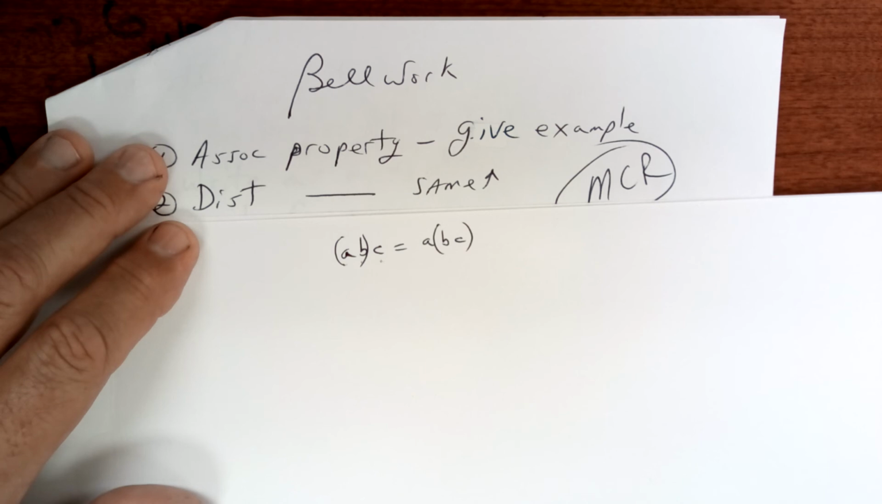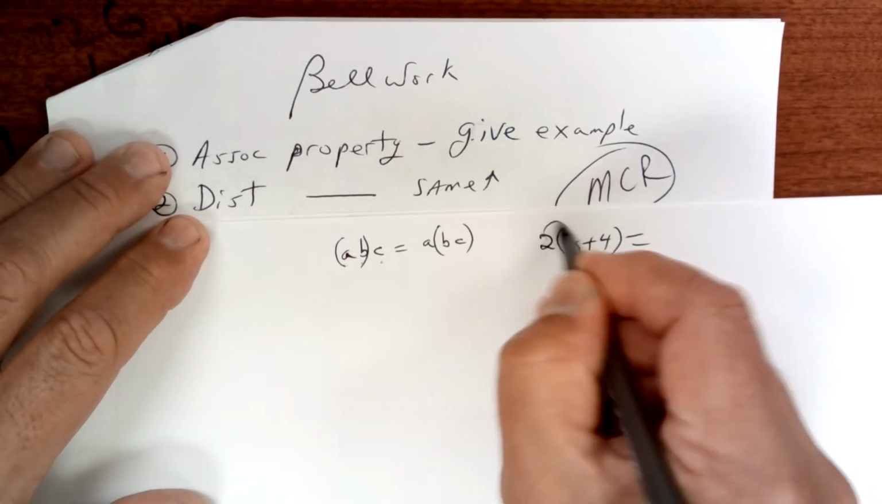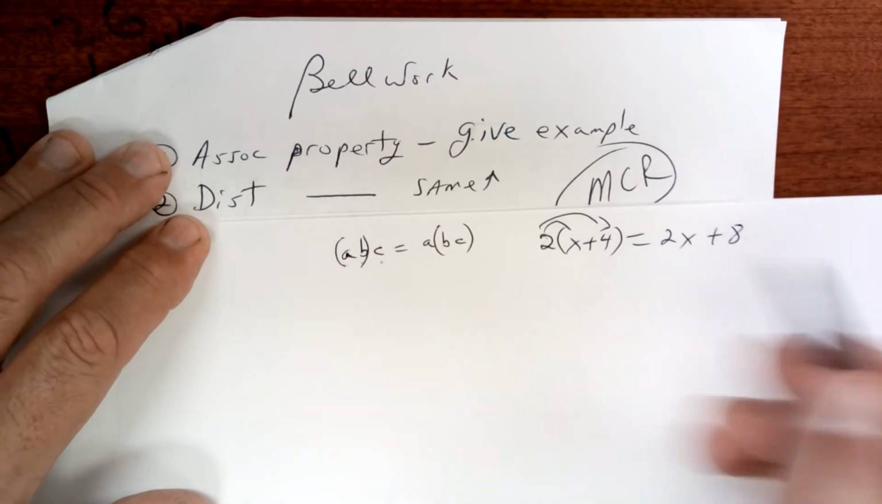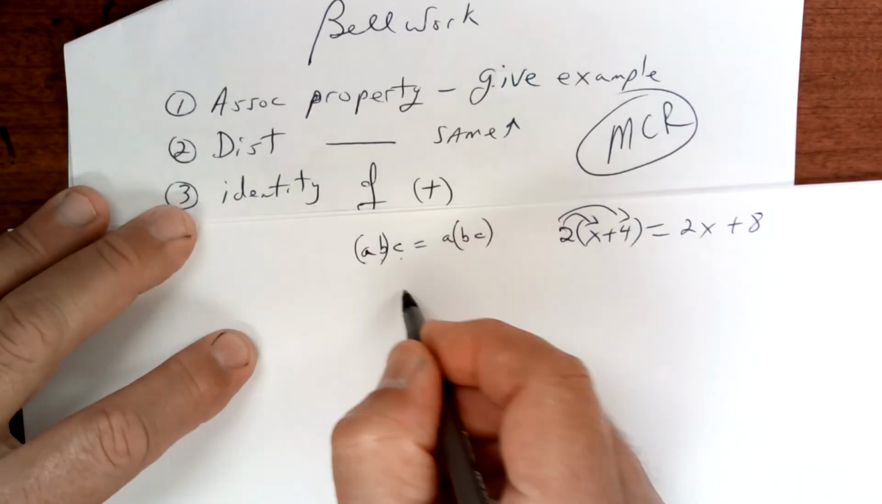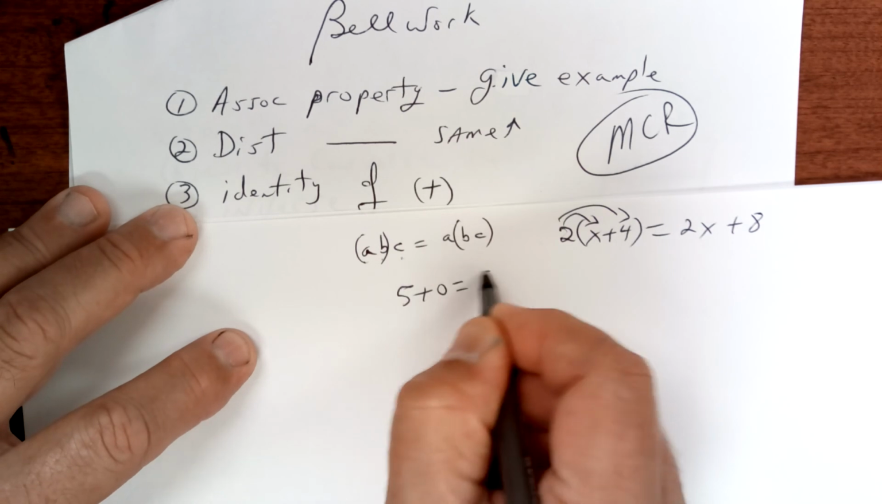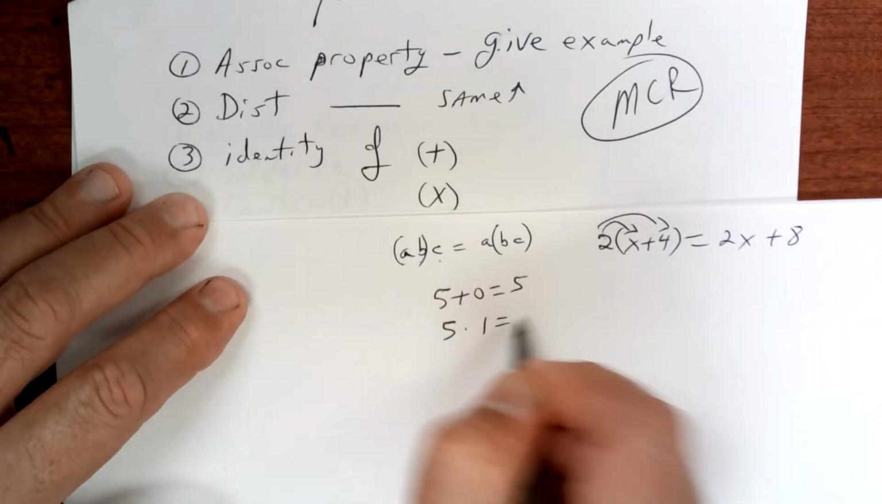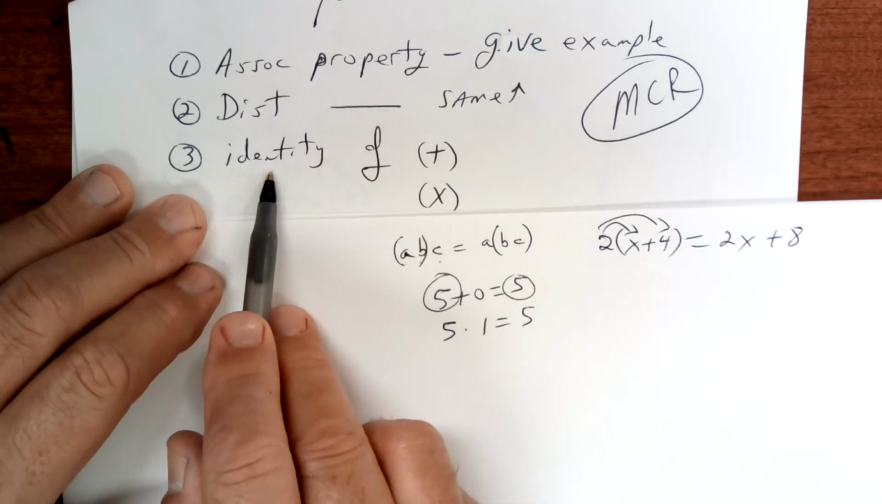Distributive property would be like 2 times (x plus 4) equals 2x plus 8. Okay? The identity property for addition would be like 5 plus 0 equals 5. For multiplication, it'd be 5 times 1 equals 5. Remember, it starts with this, ends with this. That's why it's called an identity.